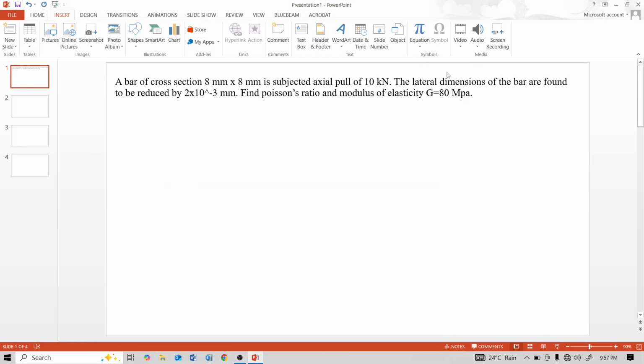Today, in this lecture, we will see a numerical. A bar of cross section 8 mm by 8 mm is subjected to an axial pull of 10 kN. The lateral dimensions of the bar are found to be reduced by 2 into 10 raised to minus 3 mm. Find Poisson's ratio and modulus of elasticity. And in the numerical, they have given us G, capital G, that means shear modulus, is equal to 80 MPa.